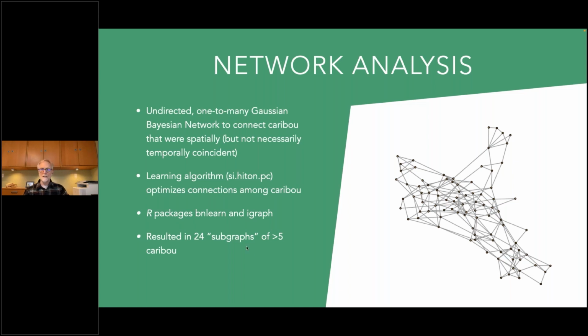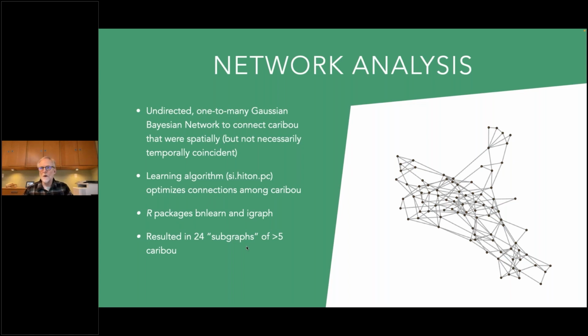So in our case, when we started with these 1,500 caribou across this big range, we ended up with these 24 large subgraphs that had more than 5 caribou in them. If they were less than 5, we didn't really consider it to be any kind of meaningful group. A lot of those subgraphs of less than 5 tended to show up on the edges of the range, although not exclusively. So there's a bit of slop in there, but we were mostly interested in what the big picture was telling us.